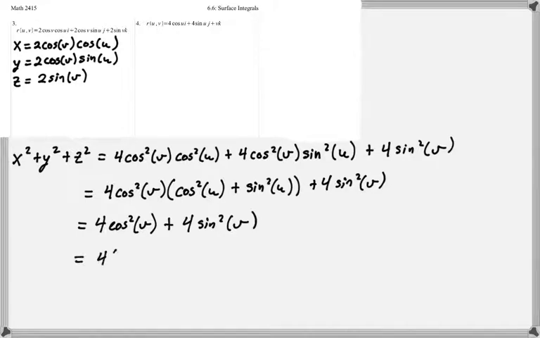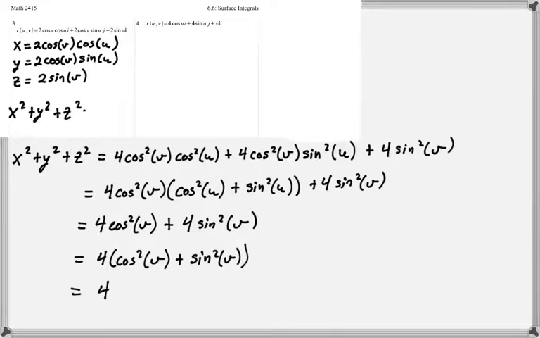This is going to be equal to 4 times the quantity cosine squared v plus sine squared v, and that's going to be equal to 1, your Pythagorean identity again. Okay, so we have x squared plus y squared plus z squared is equal to 4. So it's not quite spherical coordinate system, but it's a similar parameterization here. Okay, all right. So we got a sphere.